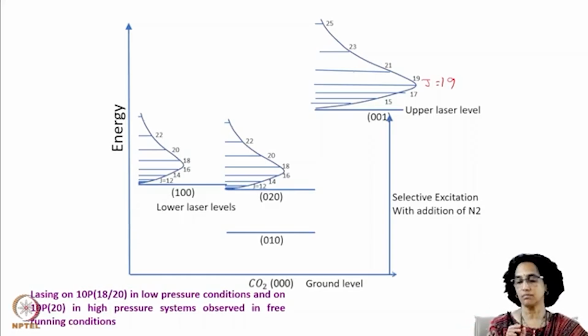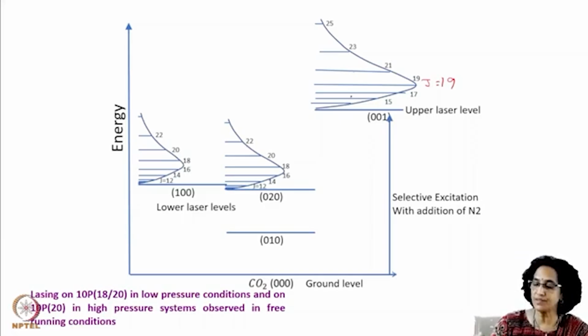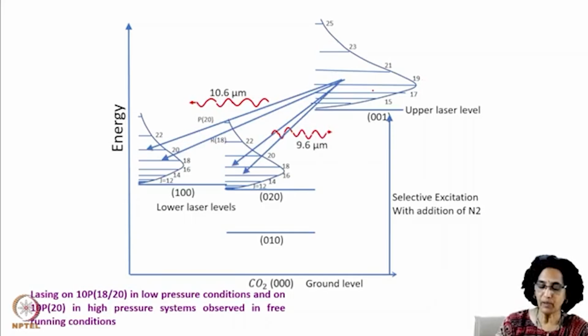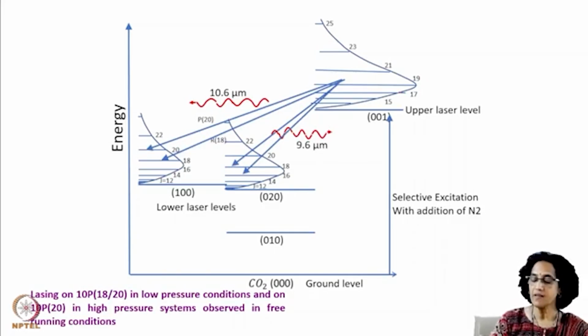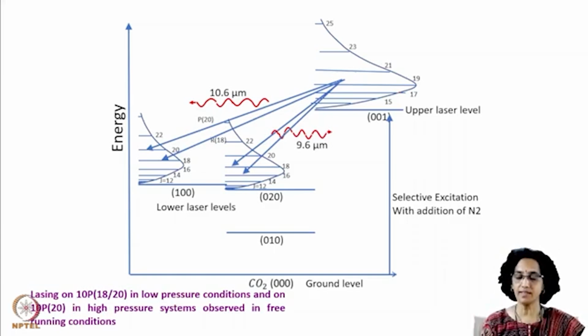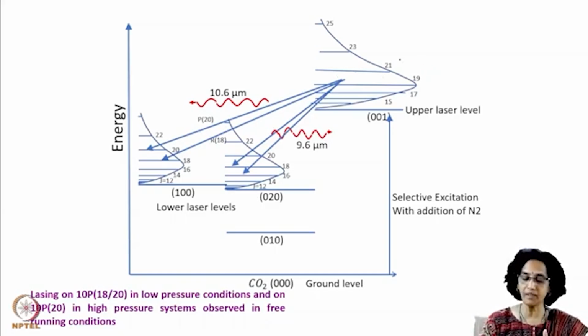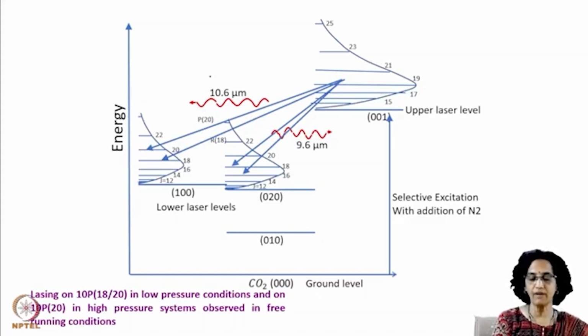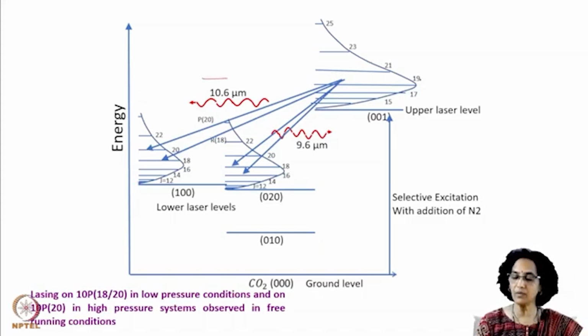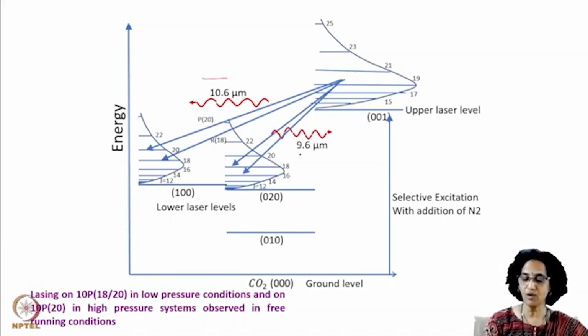So now, when population inversion is created between the upper laser level and the lower laser levels, stimulated emission sets in, and therefore there is a transition of the excited species from the upper level to the lower level, giving rise to photons. As we said, when the stimulated emission is between 001 and 100, you have 10.6 micron, and when it is between 001 and 020, you have the 9 micron.